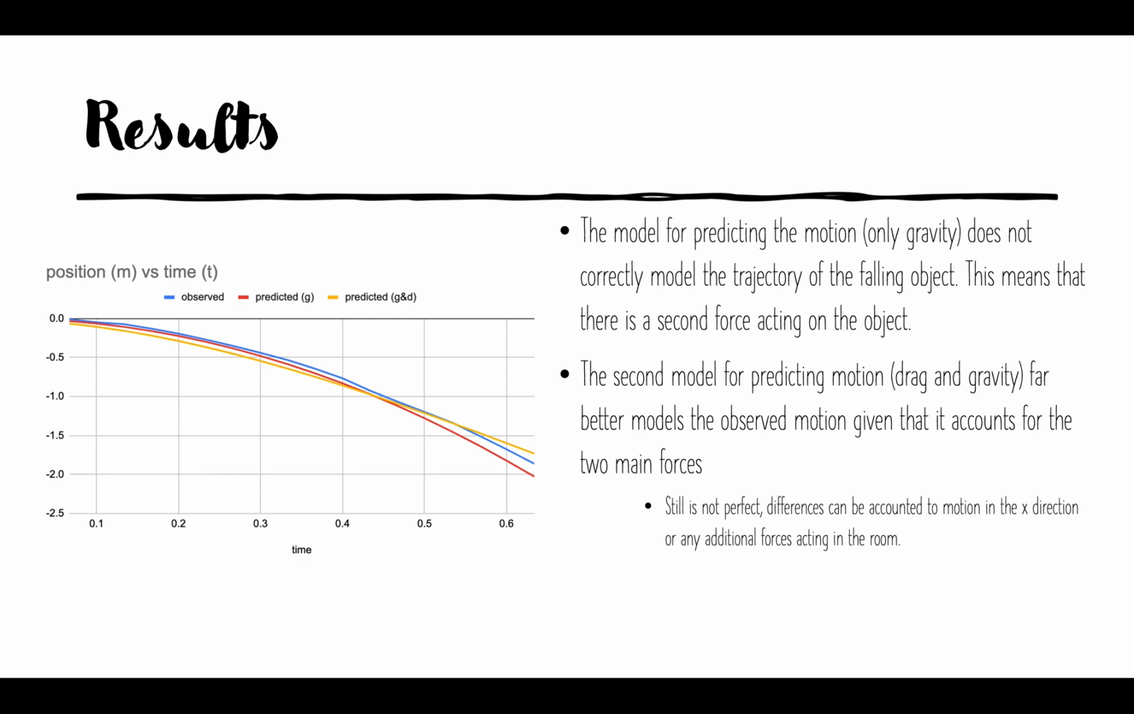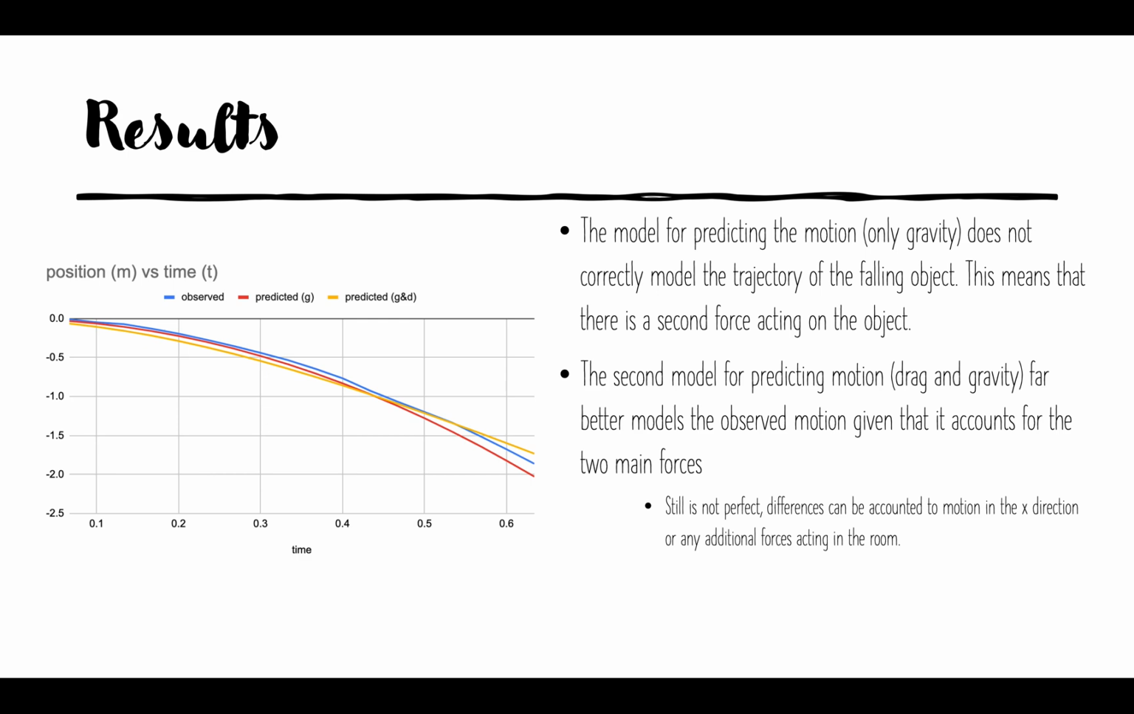This position versus time graph shows all three models so that we can compare them. As the graph shows, the original model that only takes into account gravity does not represent the object's motion well towards the end. This is because it predicts that the object should fall faster than it actually did. This means that there had to have been another force acting against the motion of the object, which was drag. The model that accounts for drag predicts motion much closer to the actual observed motion.